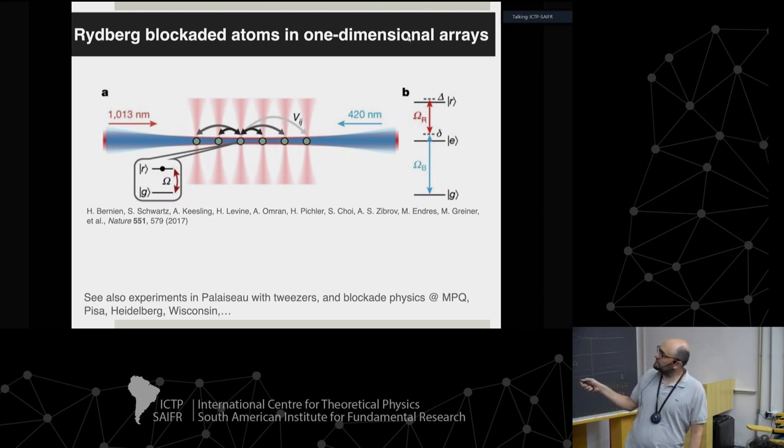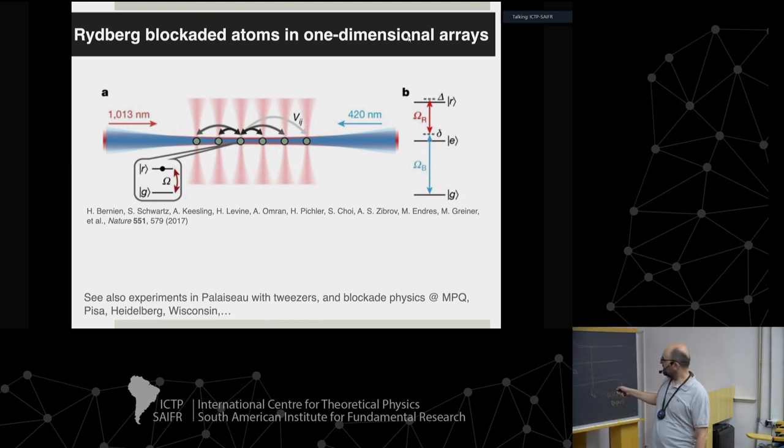And here you see in this level scheme, while they don't have just a ground state and a Rydberg state, they have to use an intermediate state. The intermediate state is so far detuned that it's essentially not taking part in the dynamics. So this is really described by a model at the single particle level, which is the one that we've written on the blackboard. Okay?